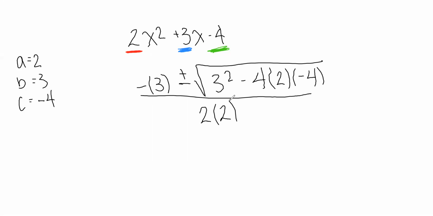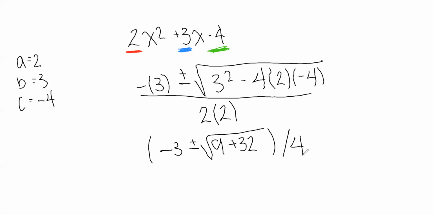Simplifying this, I would end up getting negative 3 plus or minus the square root of 9, which is 3 squared, plus 4, negative 4 times 2 is going to give me negative 8, times negative 4 is going to give me a positive 32. And we'll just have those in parentheses and say all divided by 4, 2 times 2. So negative 3 plus or minus the square root of 32 plus 9, or 41, all divided by 4. I can't reduce my 3 and my 4. So that's pretty much as far as I can go. I can't really divide up 41 into the product of perfect squares.